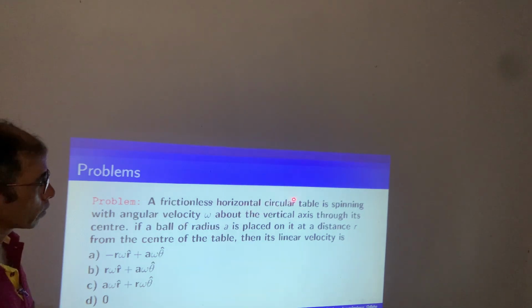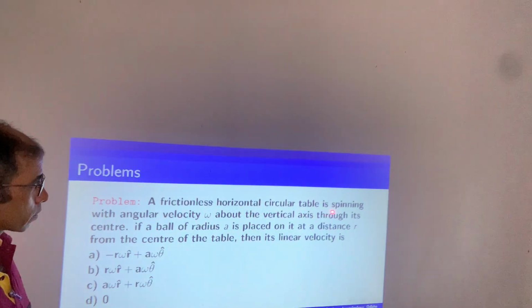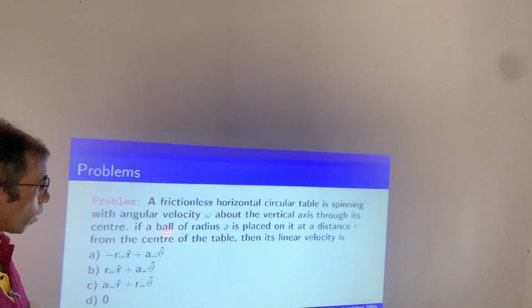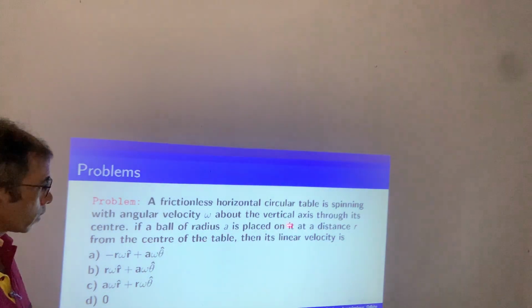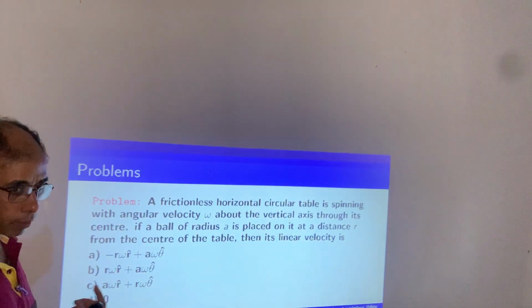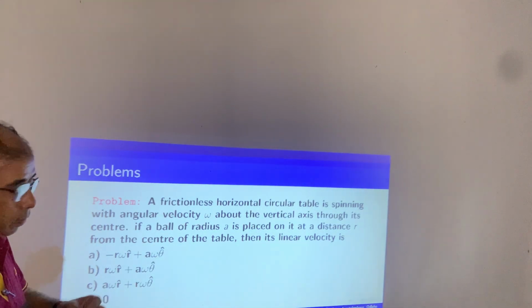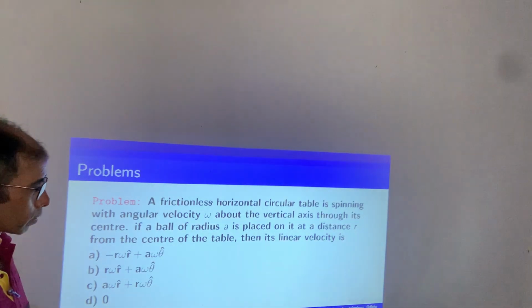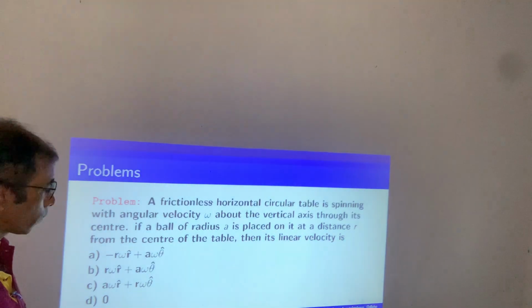Okay, a frictionless horizontal circular table is spinning with angular velocity omega about the vertical axis through its center. If a ball of radius a is placed on it at a distance r from the center of the table, then its linear velocity is? So a circular table is rotating and a ball is placed somewhere on the table. What will be the linear velocity of the ball?